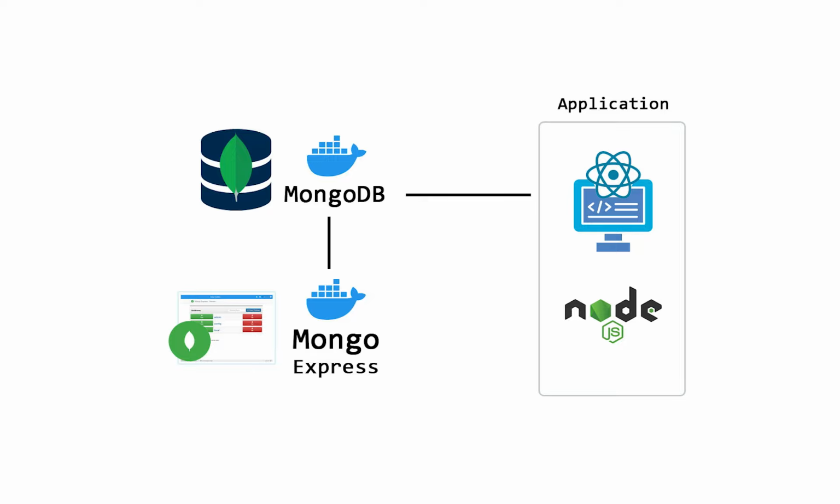Next, we will create a Docker network to allow our containers to communicate with each other. By placing both containers inside the same network, they will be able to connect using their container names.